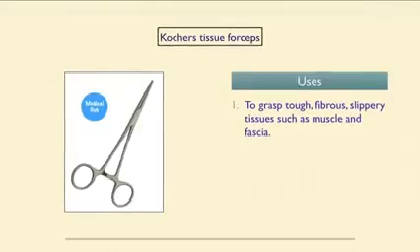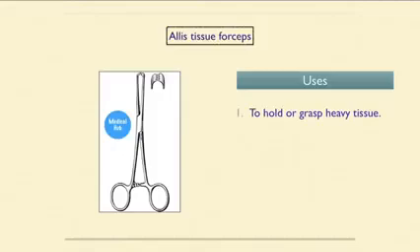Okay, so next instrument is Kochers tissue forceps. So it is used to grasp tough, fibrous, slippery tissues such as muscle and fascia. Next instrument is Allis tissue forceps. So it is used to hold or grasp heavy tissues.